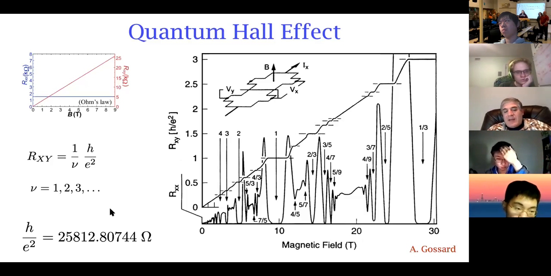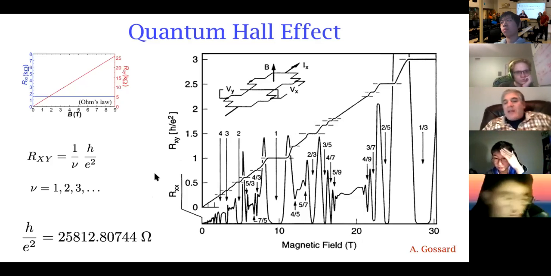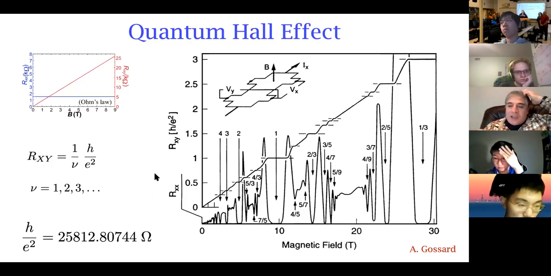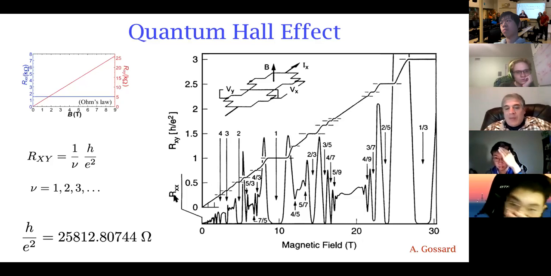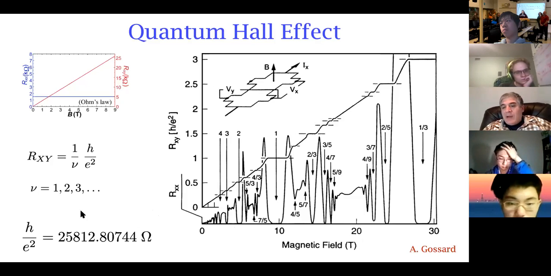In fact, this quantity is now used as a standard of electricity, as a standard of electrical resistance. So instead of using as a standard some piece of material which is, I don't know, in some safe somewhere at fixed temperature, people now say, if you want a standard of resistance, make a quantum Hall setup and measure this plateau, and this will be your 25 kilo ohm.